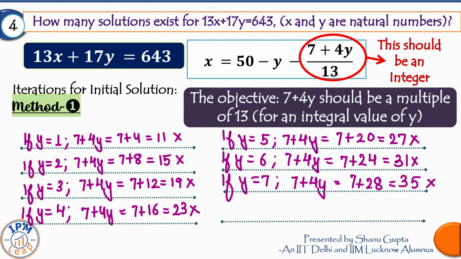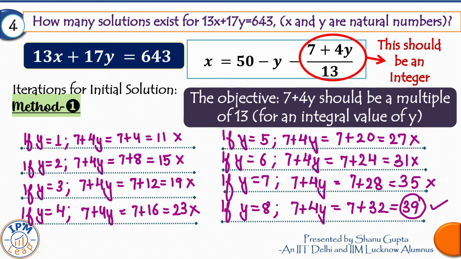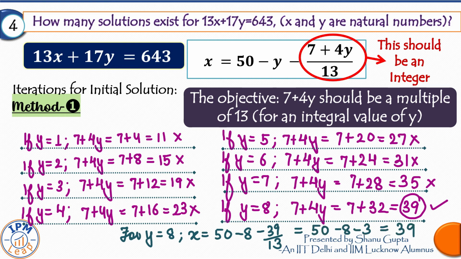So next I can see there is finally a multiple of 13, the number 39. If we take y is equal to 8, 7 plus 4y becomes 39. It's a multiple of 13. So in our initial solution, after 8 iterations, we have a multiple of 13 finally. Great. So for y is equal to 8, x is equal to 50 minus 8 minus 3, which means x is equal to 39.